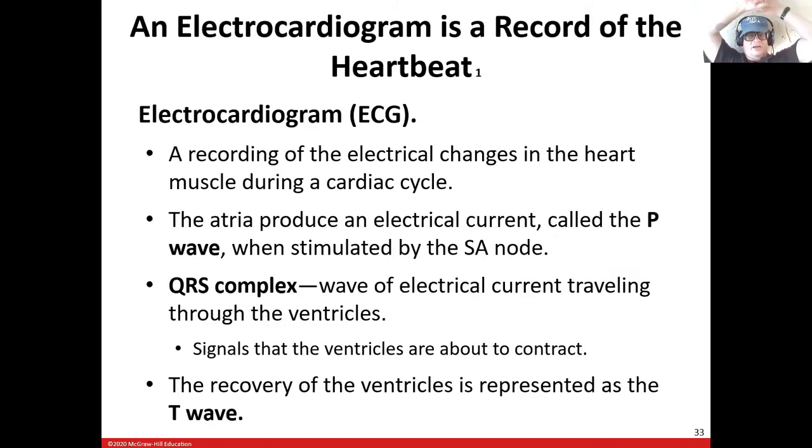Electrocardiogram. They used to write EKG. That's just because Germans did it first, and they spell cardio with a K. But EKG, ECG is the same thing. It's a recording of the electrical changes in the heart during a contraction. Now, let's make this very clear. That's electrical changes. It is not the contraction. It is the signal to contract.